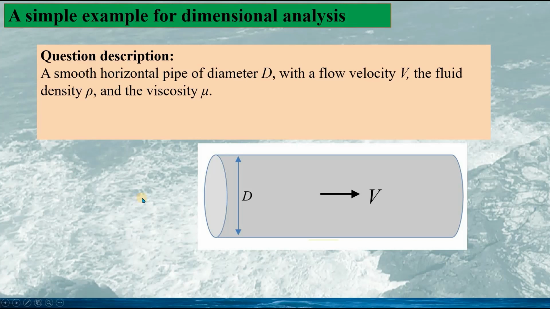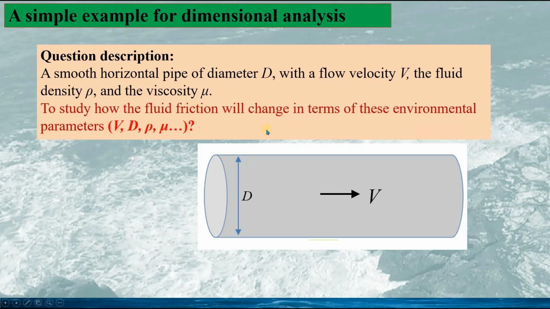For dimensional analysis, the most used example is the smooth horizontal pipe of a diameter d with the fluid velocity v. And we assume the fluid density ρ and the fluid viscosity μ. The question is to find how the fluid friction will change in terms of the environmental parameters, that is, the fluid velocity v, the diameter of the pipe, the fluid density ρ, the fluid viscosity μ.